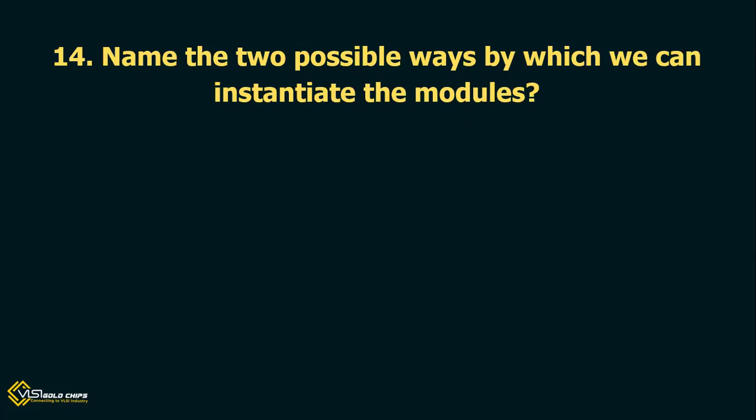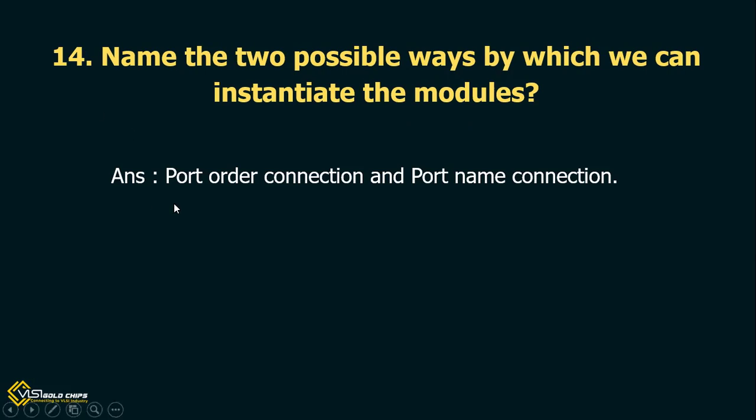Name the two possible ways by which we can instantiate modules. We can instantiate in two ways. One is the port order connection and the other one is the port name connection. Port order connection means the order in which the input ports and output ports have been declared. The same order has to be maintained in case of port order connection. Whereas in case of port name connection, we need not maintain the order. We can use the port label names and connect them.